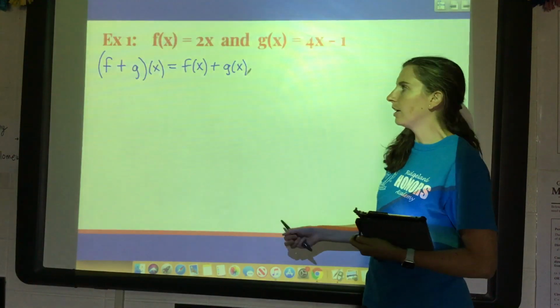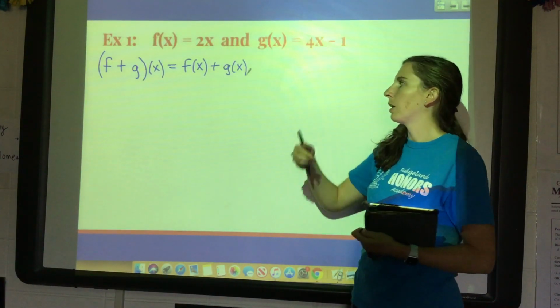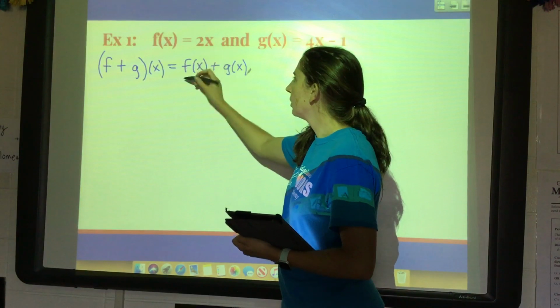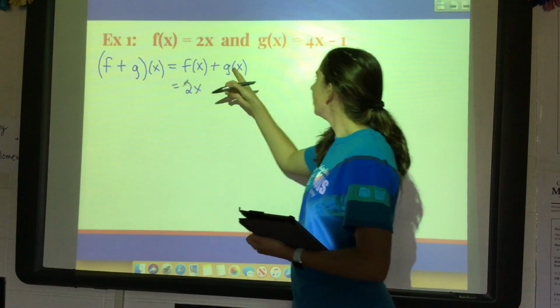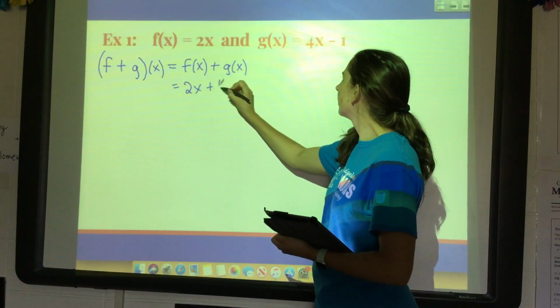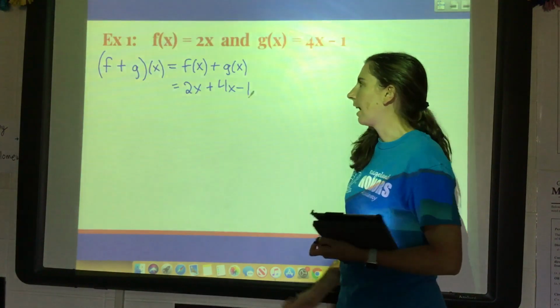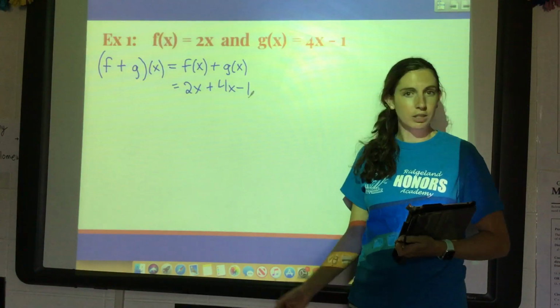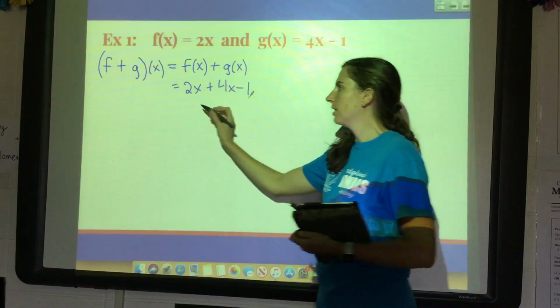So all I need to do is combine f of x plus g of x. F of x was 2x, g of x was this, and I need to add them. So just combine like terms. 2 plus 4 is 6.